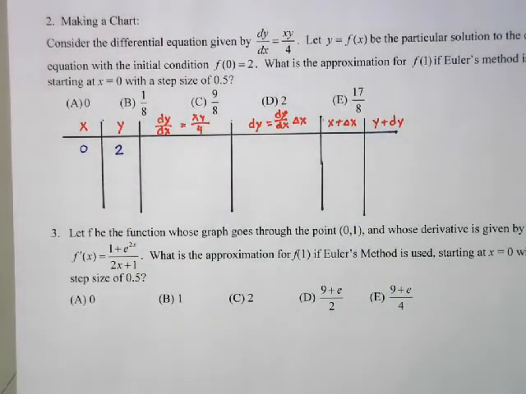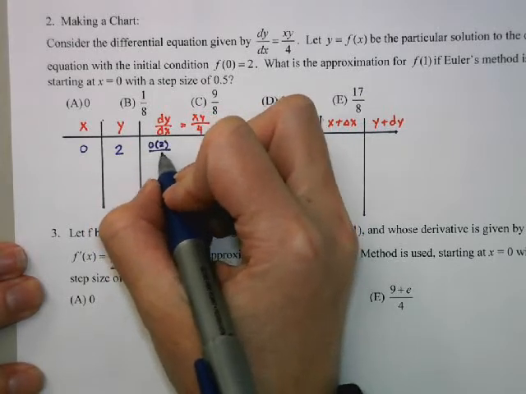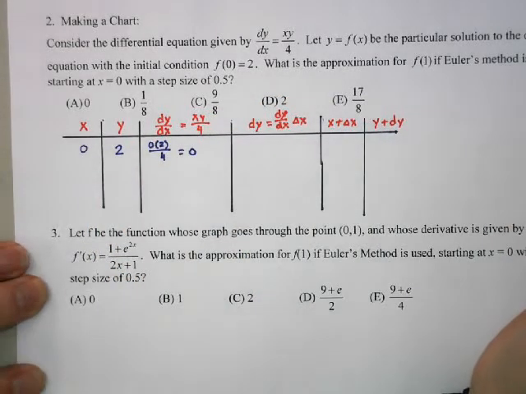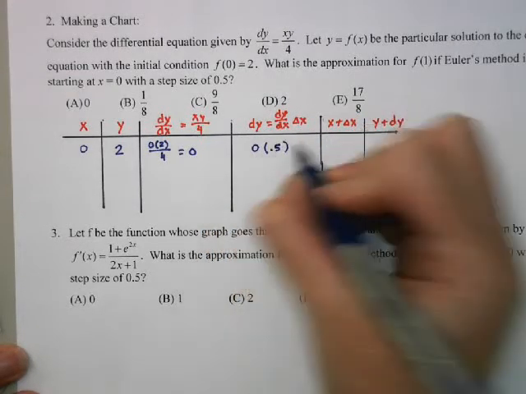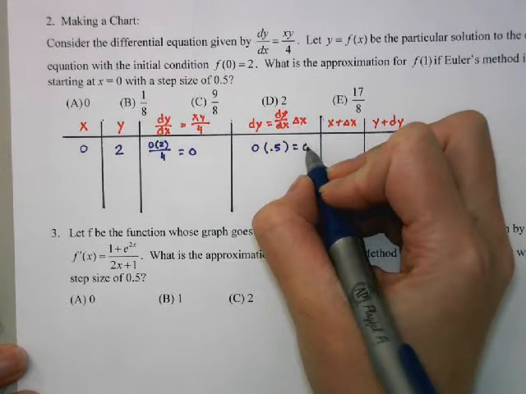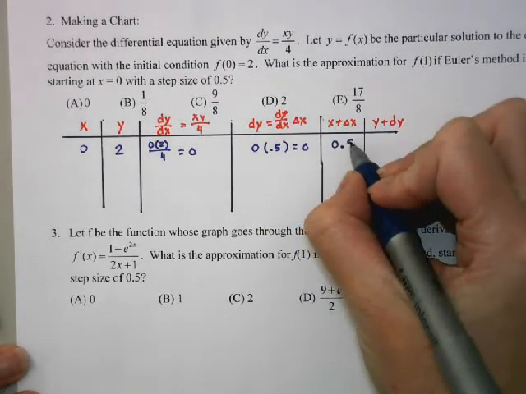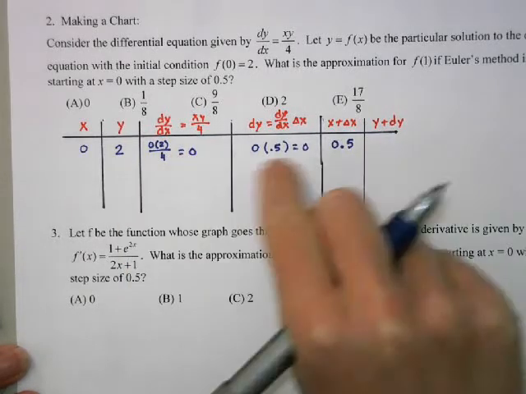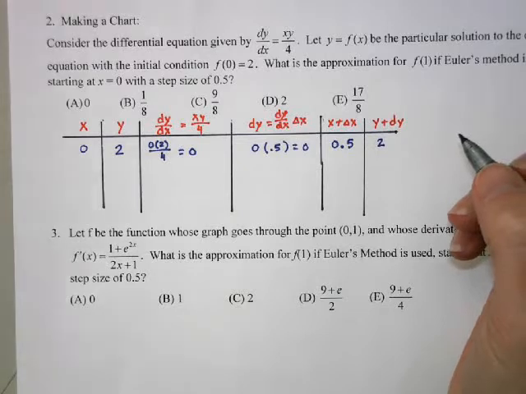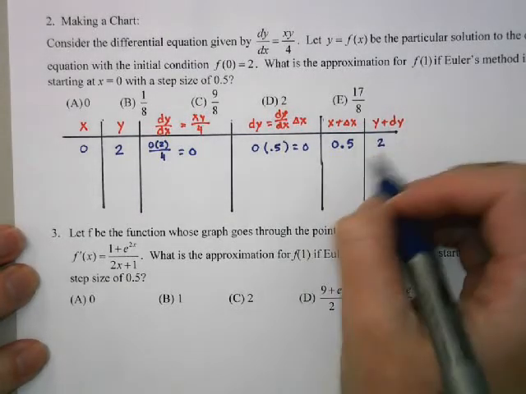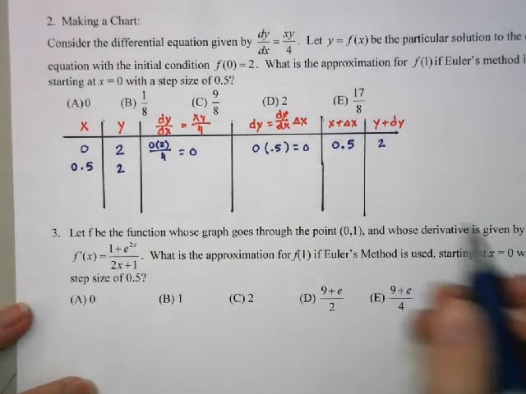Okay, so my first x and y is my initial condition 0, 2. I'm going to calculate the dy/dx, which is going to be 0 times 2 over 4, which is just 0. So dy is going to be 0 times my delta x, which is 0.5, which is still 0. My new x is going to be x plus delta x, which is 0.5. My new y is going to be 2 plus 0, so it's still 2. So this is saying I have a slope of 0, so I can predict the next y value to be the same. So this is my new point.